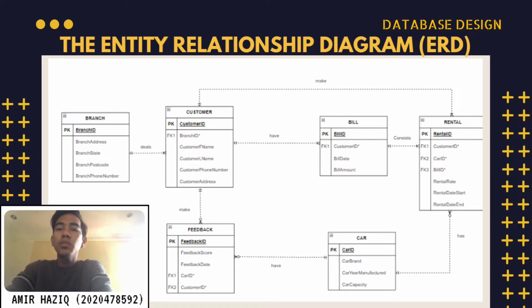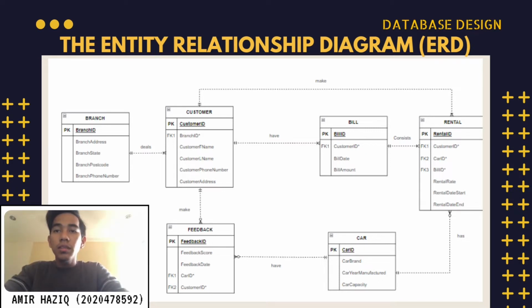The relationship between the branch table and the customer table is one-to-many. Each branch can deal with many customers. Each customer is dealt with by one and only one branch. Next is the bill table. The primary key is bill ID and the foreign key is customer ID. The other attributes are bill date and bill amount. There is a relationship between the customer table and the bill table. The relationship is one-to-many. Each customer can have many bills. Each bill can only belong to one customer.